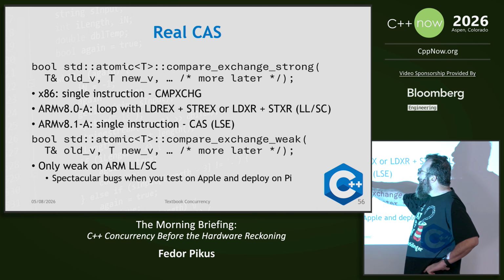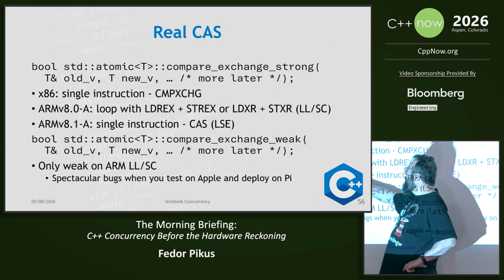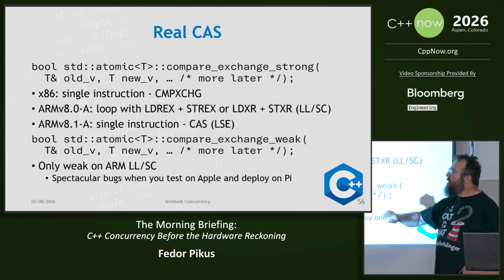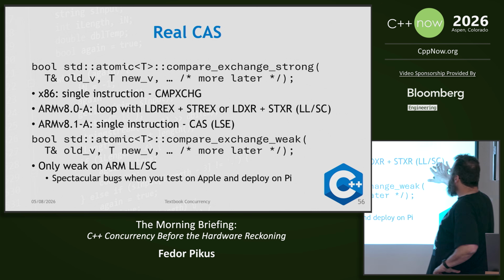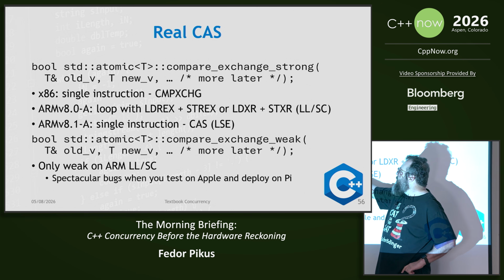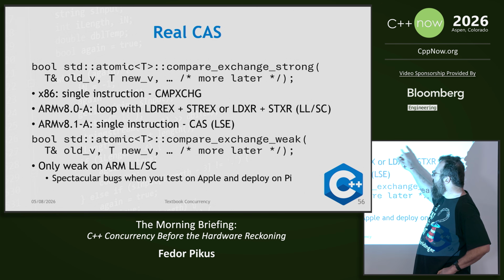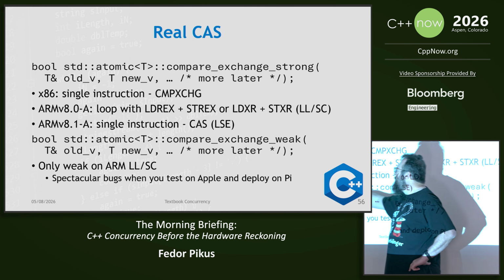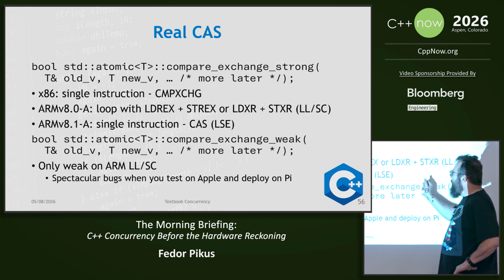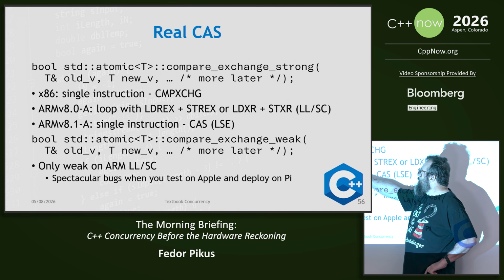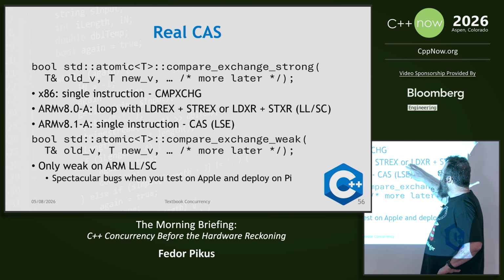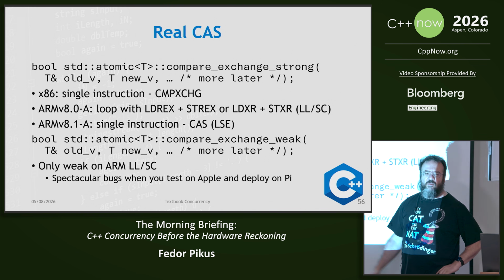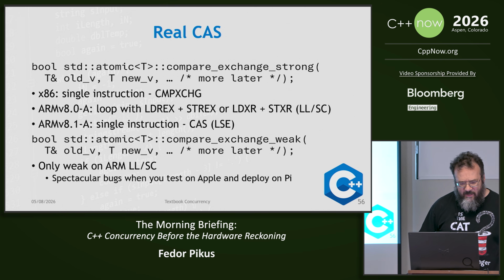On ARM, up to version 8.0, you had to do it. Actually, the compiler emitted a loop, load-link, store-conditional, on 32-bit ARM or 64-bit ARM. You get this loop on these special load and store instructions. Starting from ARM 8.1, they do have a single instruction. They don't have an easily pronounced mnemonic, so I suppose we probably have to say CAS to keep up with the tradition, but that's what they did.